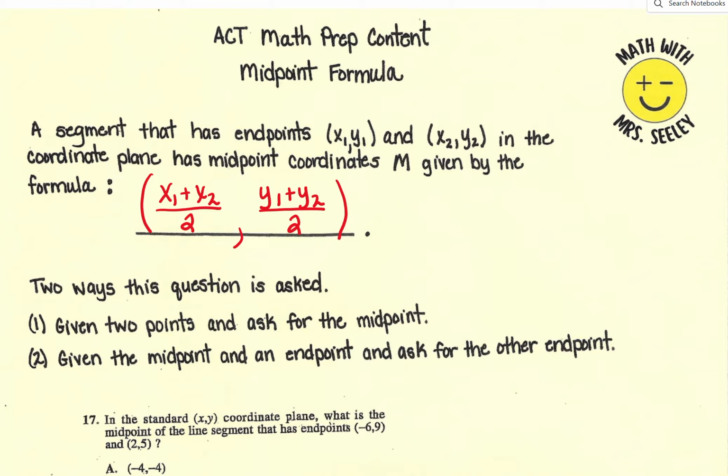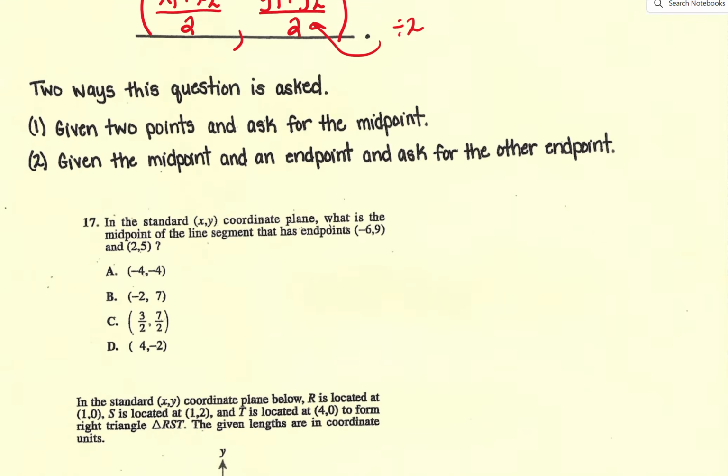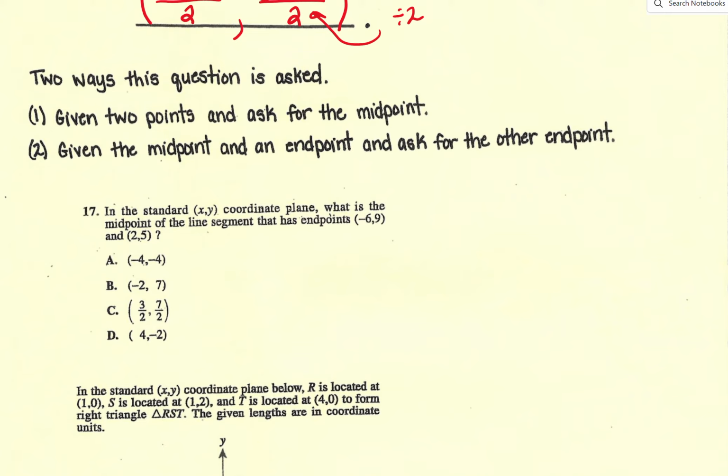Now, this should seem logical because if you want the middle of something, doesn't it make sense to add the two things up and divide it in half, or to divide it by 2? There are two ways the ACT likes to ask this question. One way is they ask you for the midpoint. The other type is where they give you the midpoint and they're asking you to find another endpoint.